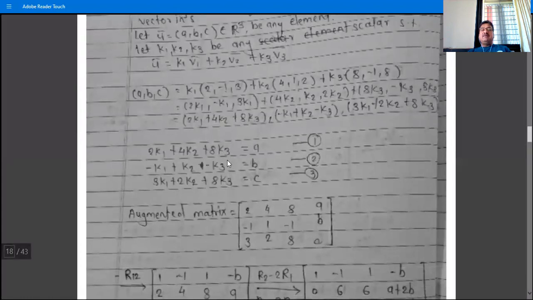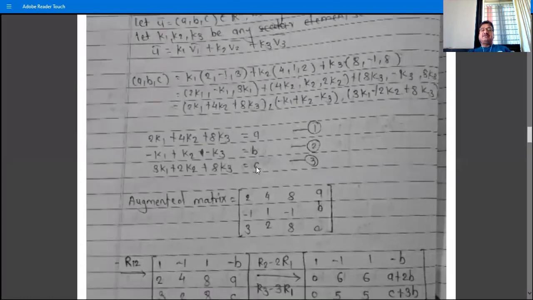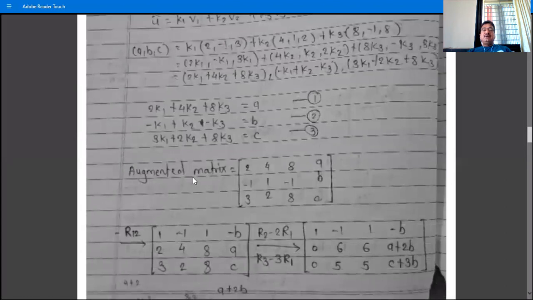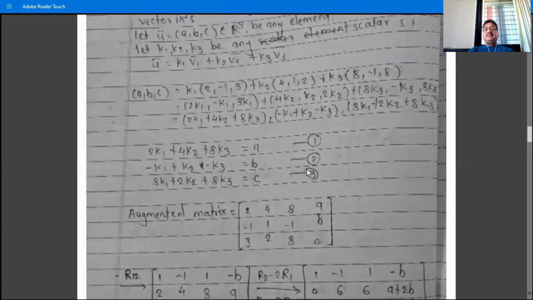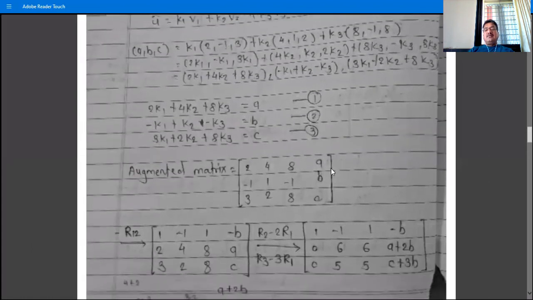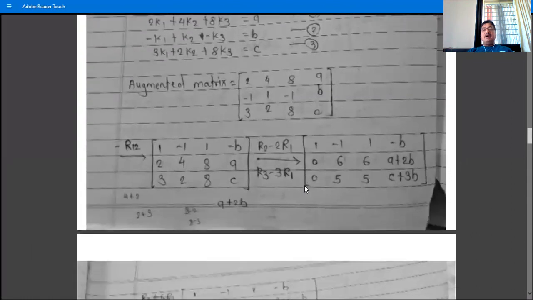We have three equations after comparing LHS and RHS, and therefore we form the augmented matrix. From this, we form the augmented matrix. It is 2, 4, 8, and then a; -1, 1, -1, b; 3, 2, 8, c. And then we have to reduce this matrix to echelon form.